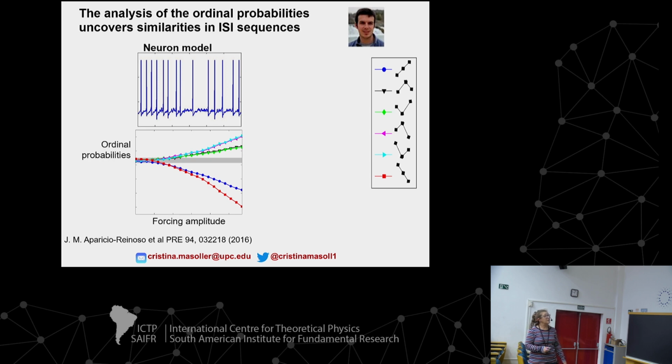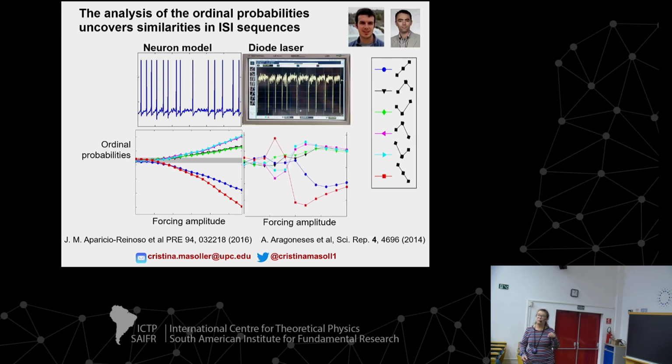But if I put an input signal to the neuron model, sinusoidal forcing, and I increase the forcing, I see that two probabilities are outside this gray region. I didn't put these values, but you can go to the paper and look at the numbers. So basically what we see is that these two patterns, which are the trend patterns, become less probable, and the other ones become more probable. And we can do the same with the laser. We can force the laser.